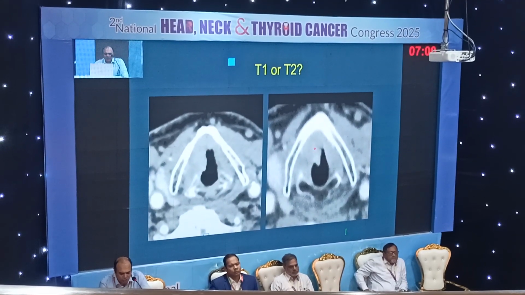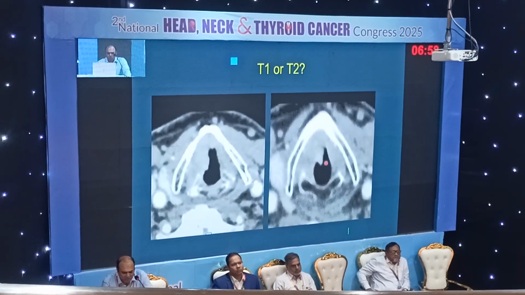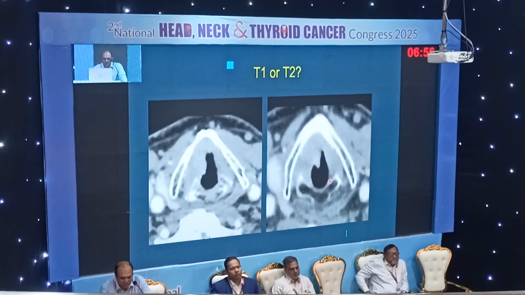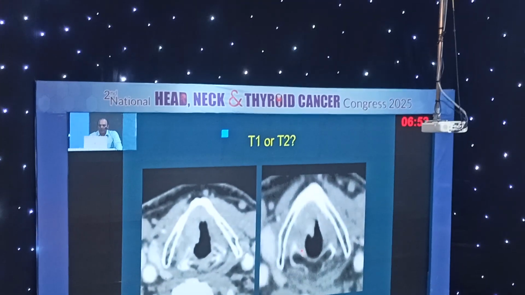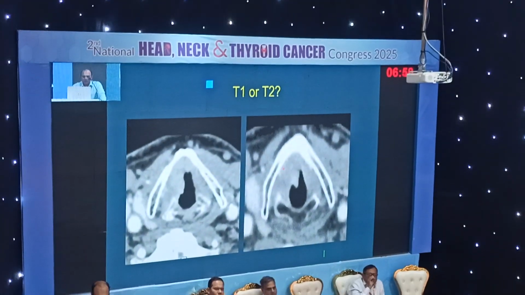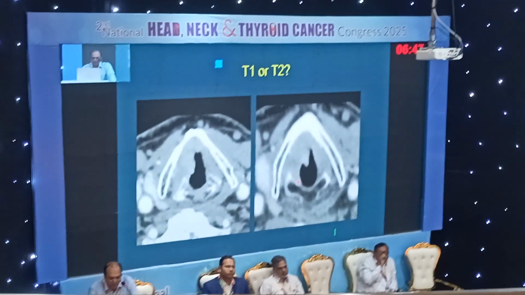Then here, in T2 disease, this is a T2, because here you can see no soft tissue, but you can see soft tissue here. So it's a T2 disease. So this is your GTV.